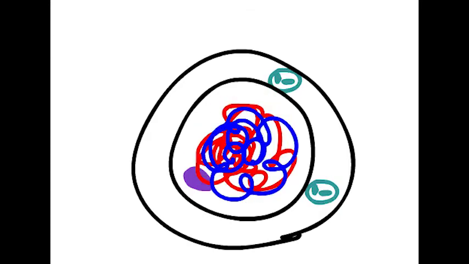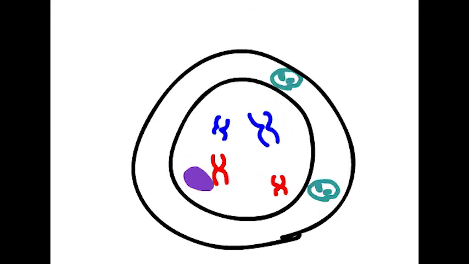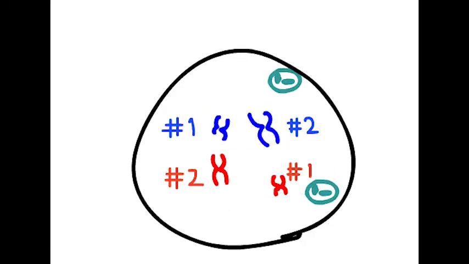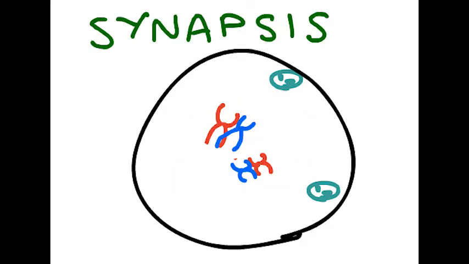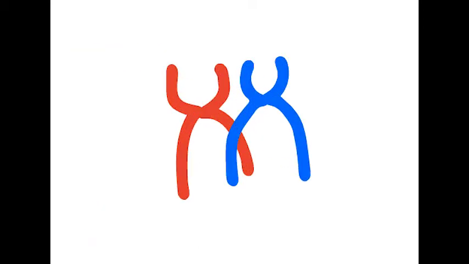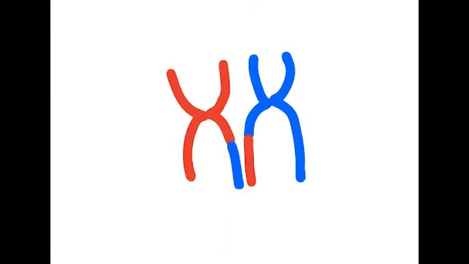During the first meiotic phase, prophase 1, chromatin condenses into chromosomes and the nuclear membrane of the cell breaks down. Homologous chromosomes pair up in a process called synapsis, which results in the formation of tetrads. During synapsis, the chromatids of the homologous chromosomes cross over at points called chiasmata, allowing them to exchange genetic material. This results in a recombination of genes in each homologous pair.